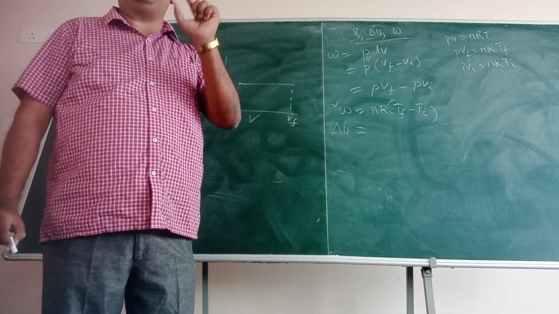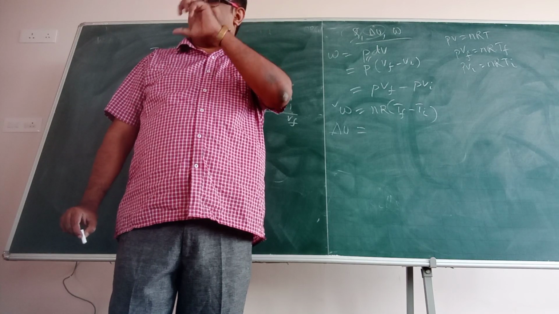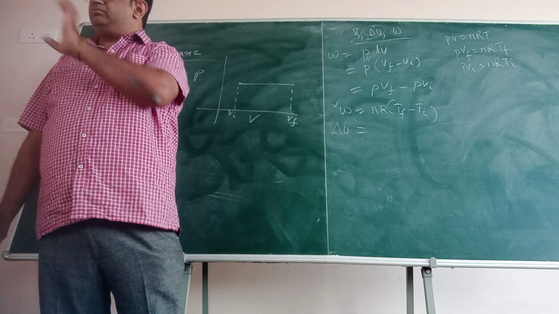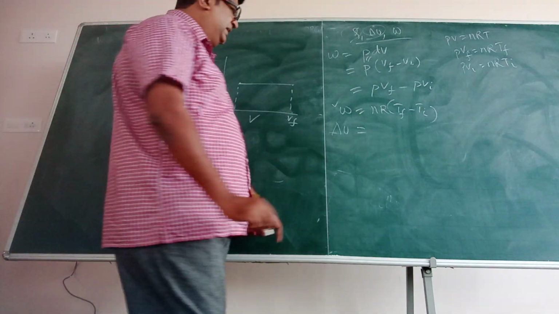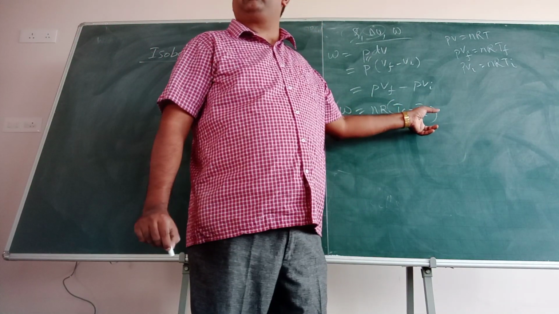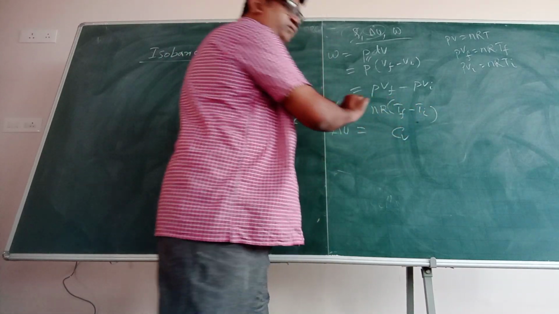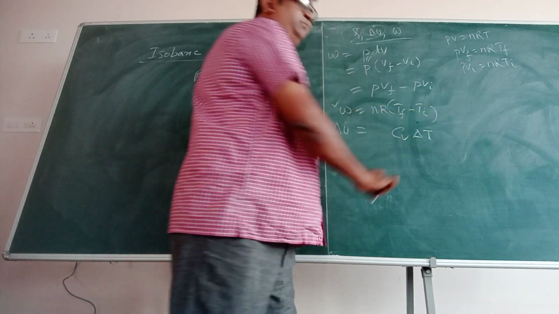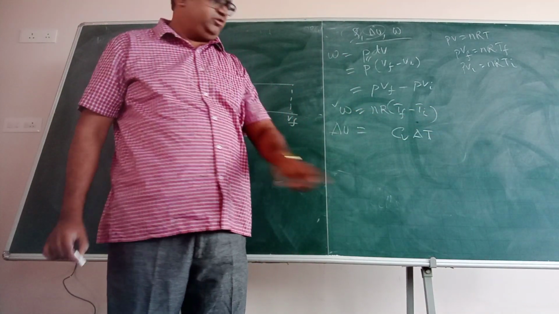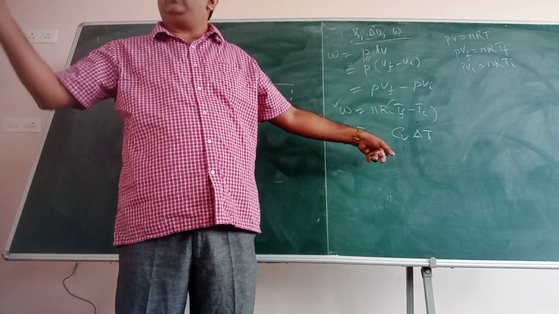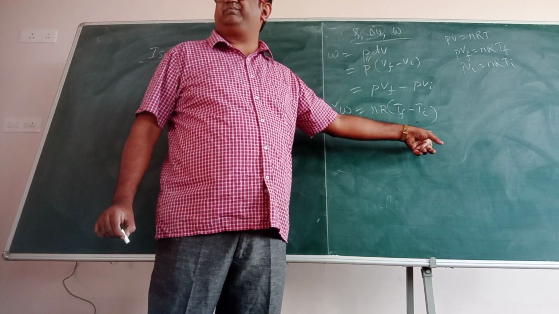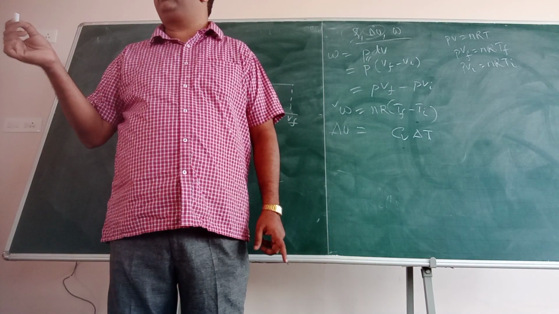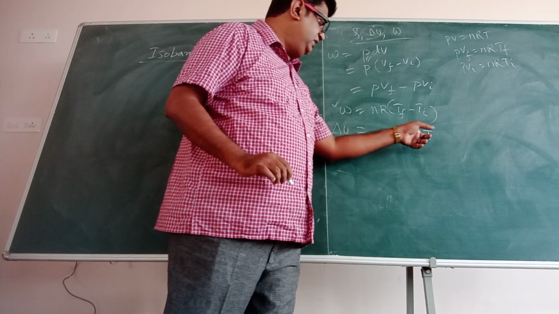So specific heat raises the temperature of 1 mole by 1 degree Celsius. That is specific heat. Here the rise in temperature is delta T, which is TF minus TI. So the heat is CV multiplied by delta T. For a 1 degree rise, you need CV. For a delta T rise, you multiply with delta T. One chocolate, 10 rupees; 5 chocolates, 5 into 10. Clear? So CV into delta T.